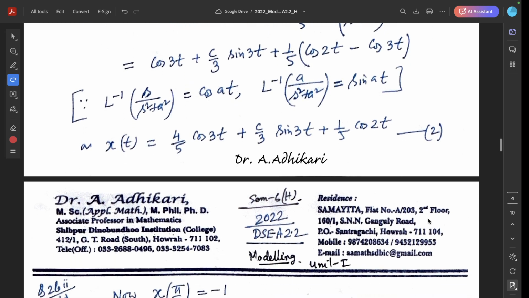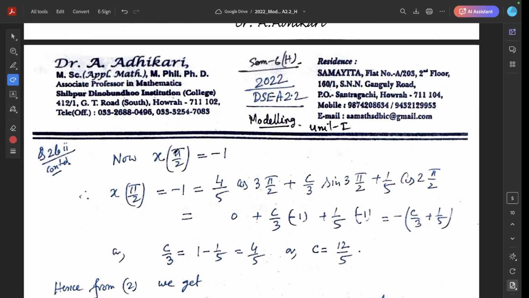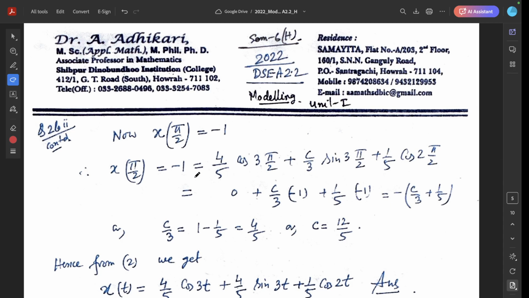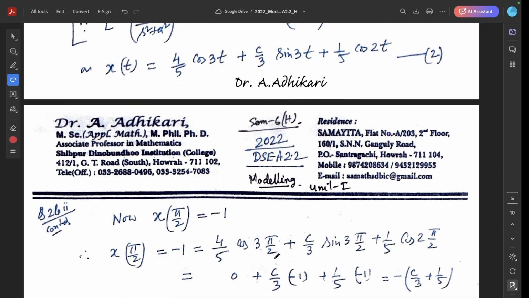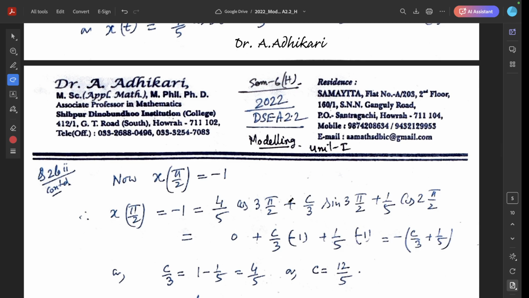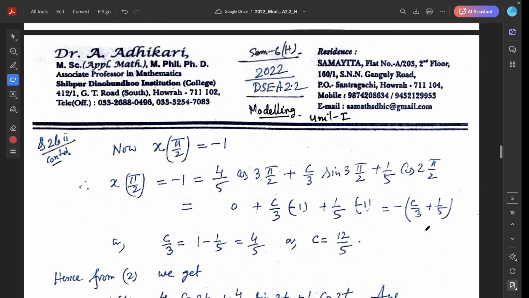Call it equation 2. Now it is given that x at pi by 2 equal to minus 1. So put here t equal to pi by 2 in 2. We get cos 3 pi by 2 equal to 0, sin 3 pi by 2 equal to minus 1, and cos pi equal to minus 1. So simplifying this, we get c equal to 12 by 5.